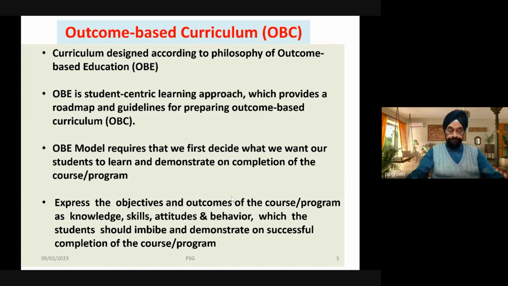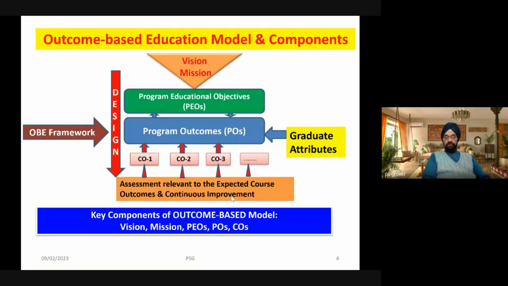You also know the difference between a course and a program in outcome-based education terminology. A course is a unit, and a program consists of several units. Now, to give you a view of the outcome-based education model components: it has a vision and mission, program objectives, program outcomes, course outcomes, assessment methods, and then the process of designing it.